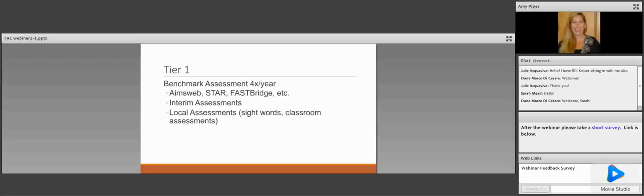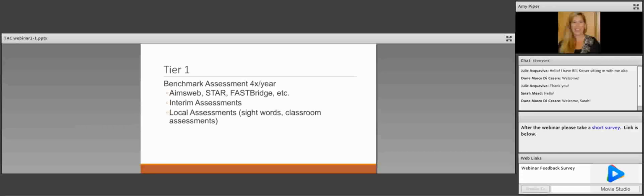So I'm going to talk a little bit about Tier 1, and these are some recommendations that I have that I've used with different schools across the country looking at the benchmark assessment. So really at Tier 1, you want to make sure that every child is assessed 3 to 4 times a year. We do 3 times a year here at Fredonia. Most schools are able to fit in 3, and if you are able to do 4 times a year, that gives you that much more information.